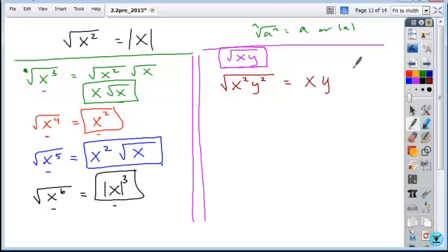Now it's just a matter of figuring out, do we need absolute values or not? So let's look at x by itself. Is it possible for x to be a negative number in this original form? Yeah. Is it going to be dependent on y or completely independent from y? If x is a negative and you square it, it becomes a positive, so does it even matter what y is? No. So x is completely independent of y.